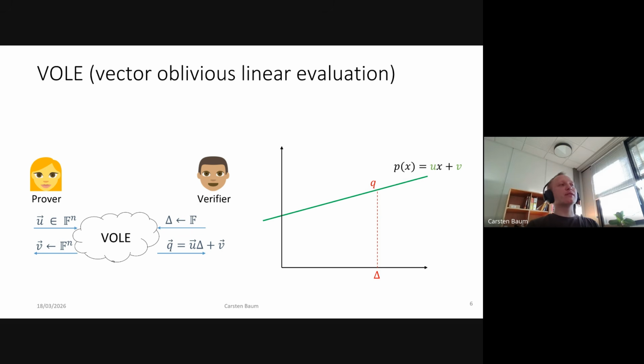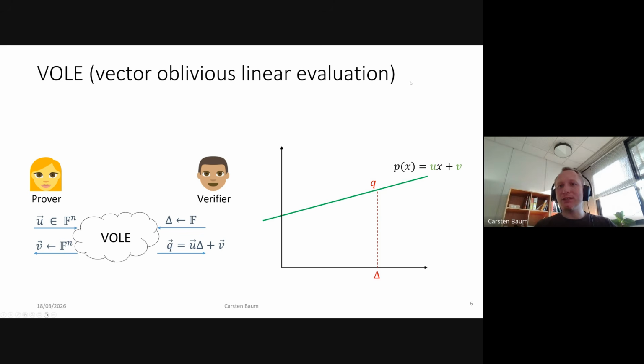And if you do that for a lot of linear equations that you evaluate in the same point, you get a vector oblivious linear evaluation, or a VOLE. This is what these things are.